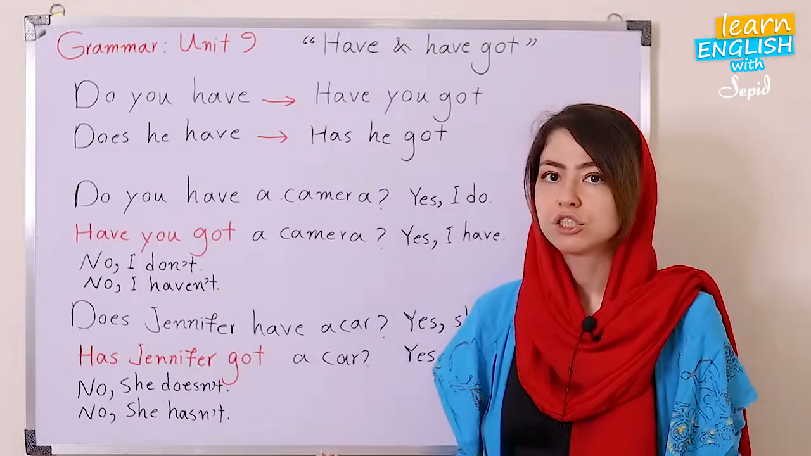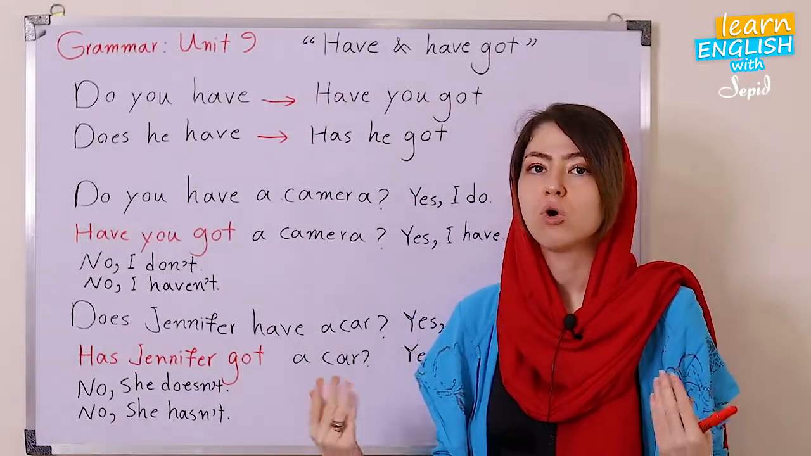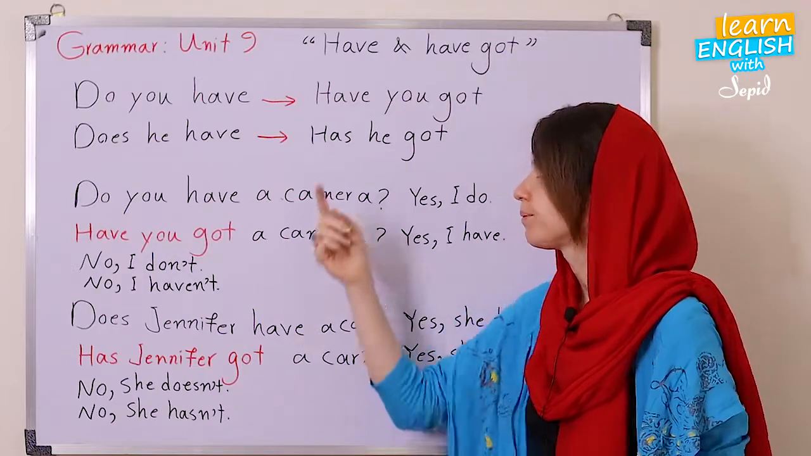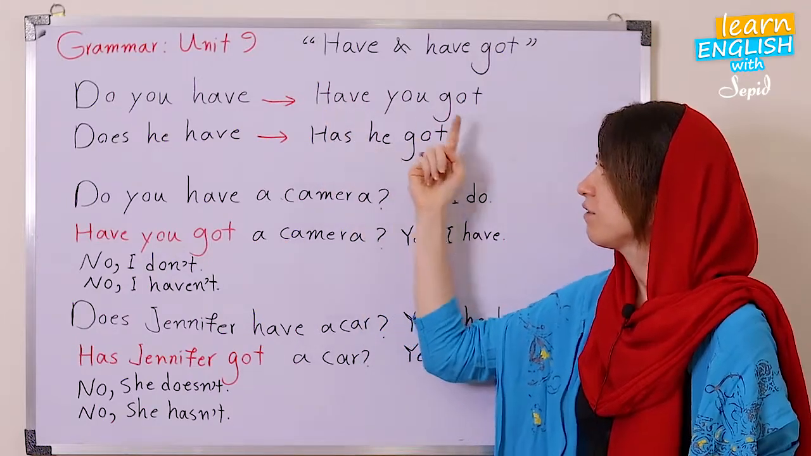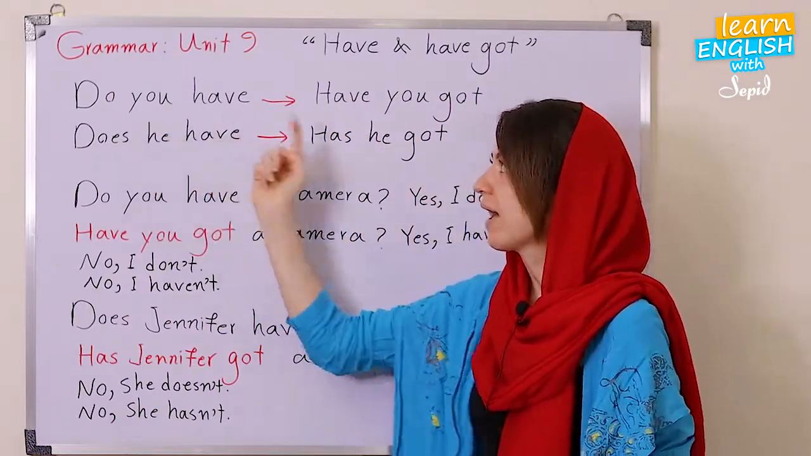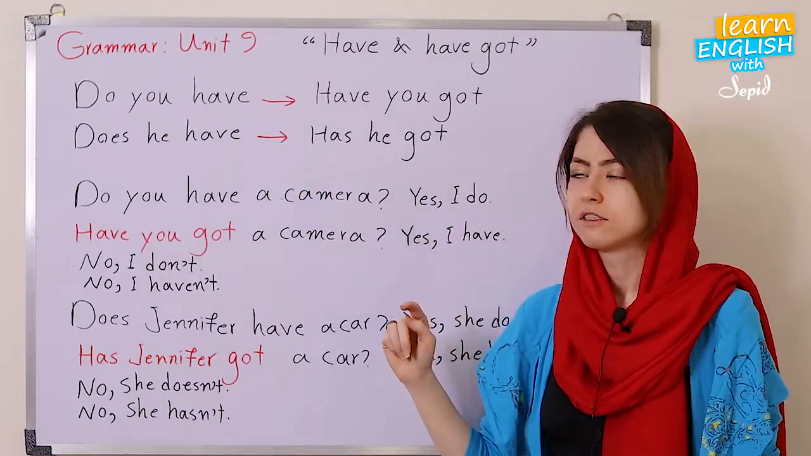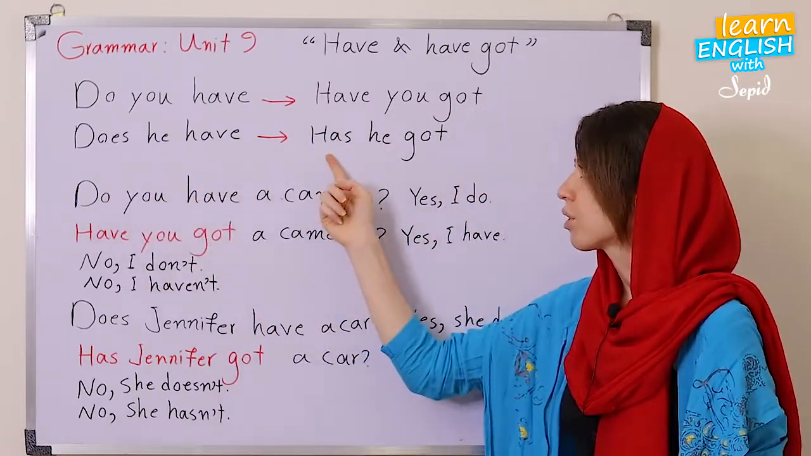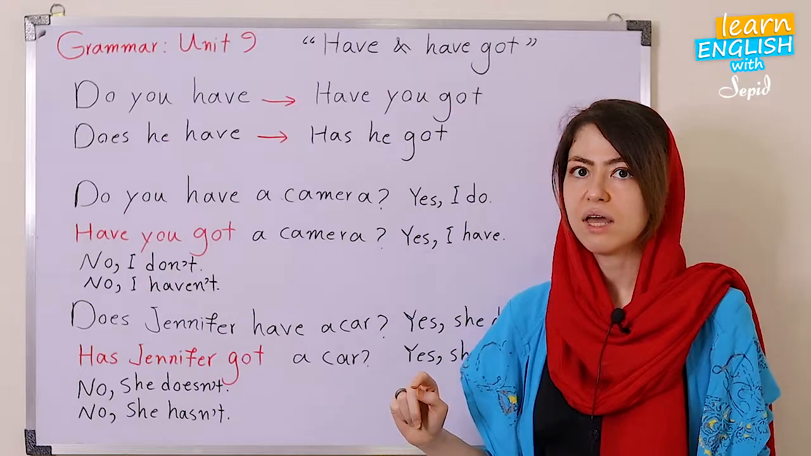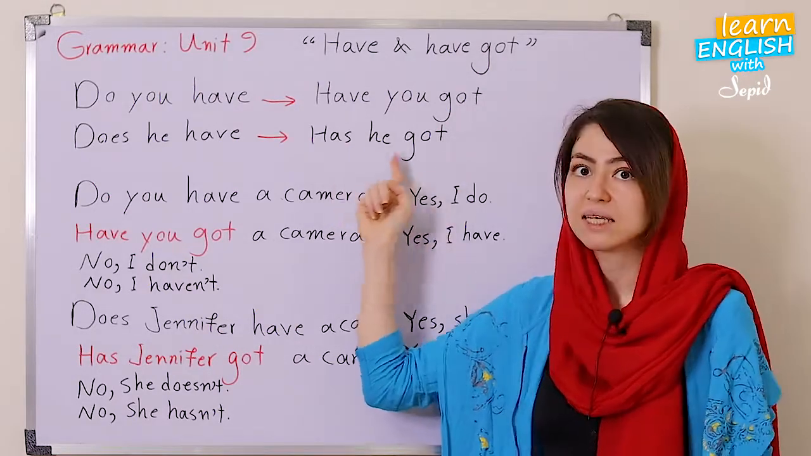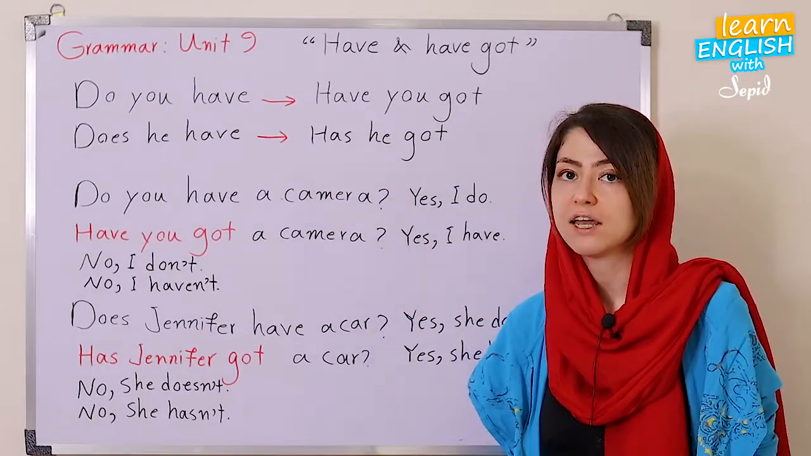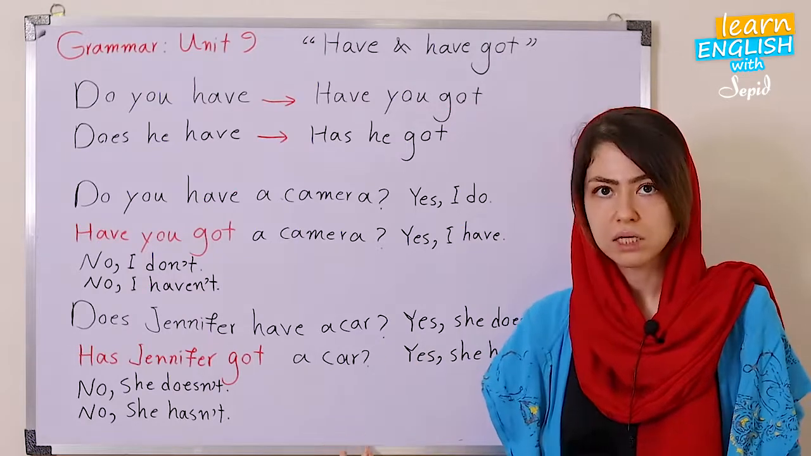Now, if you want to change have got or has got into a question form, we should say, have you got? Do you have or have you got? Does he have or has he got? For has, we say has he got, for he, she, it. So let's go to the examples here.